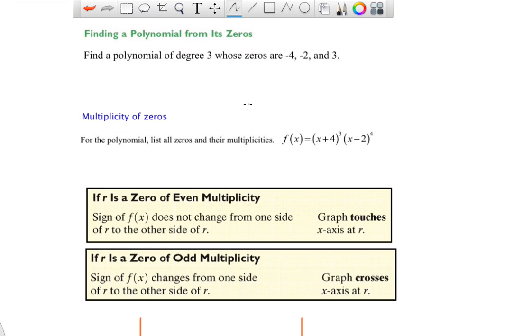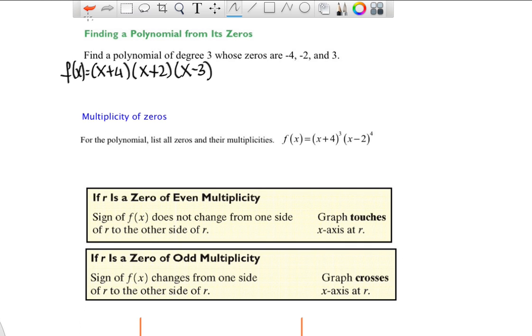Based on that, we can actually write polynomials if you know the degree and if you know what the zeros are. So if negative 4 is a zero, then x plus 4 would be a factor, and x plus 2 would be a factor, and then x minus 3 would be a factor. So this has to be the function. Well, it doesn't have to be. That could be one of the functions that works.